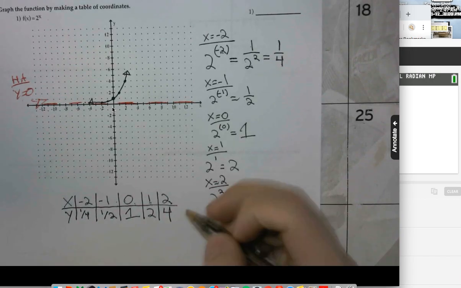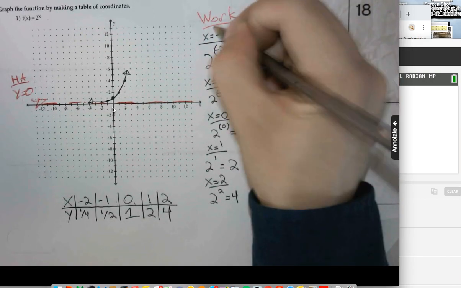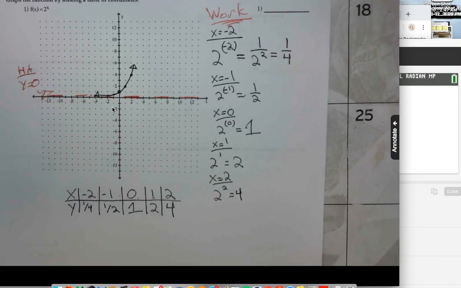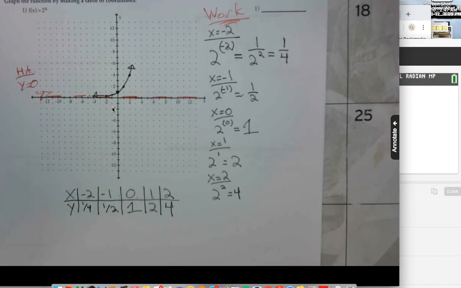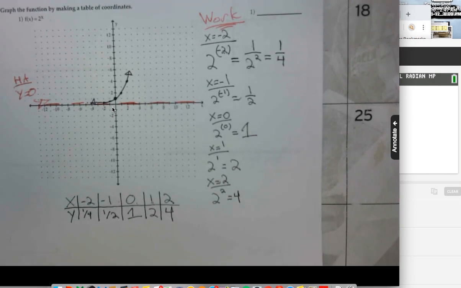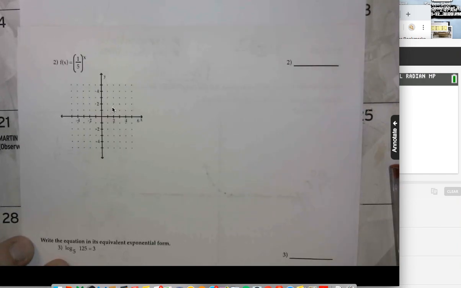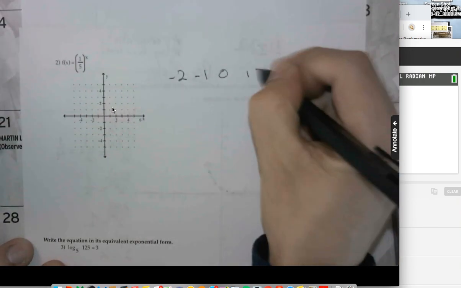So the 2 things I'm looking for would be this work, and also the table. Also the graph. That's a knockout, especially if you have a calculator. Next problem deals with the fraction, same song and dance. I'm going to check -2, -1, 0, 1, and 2.